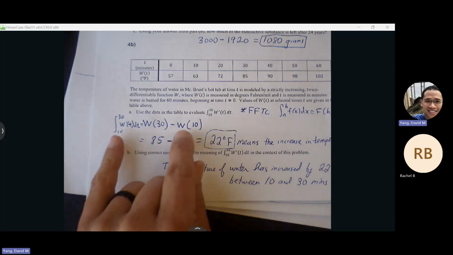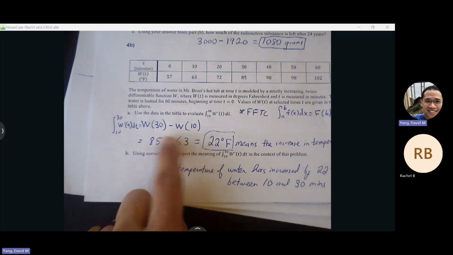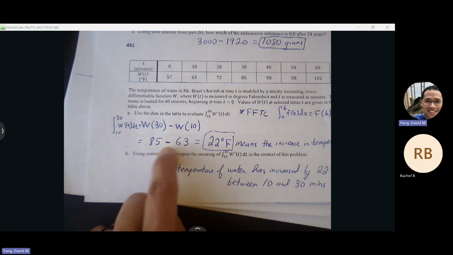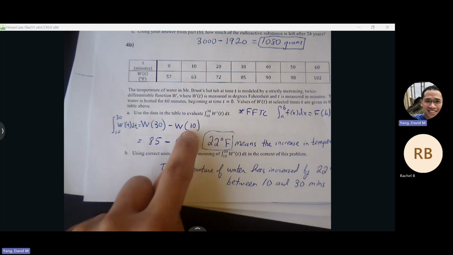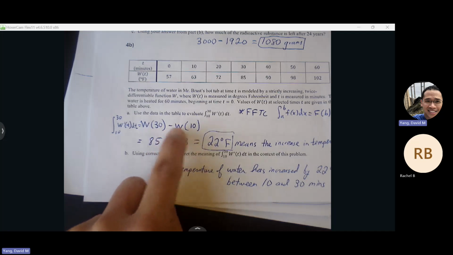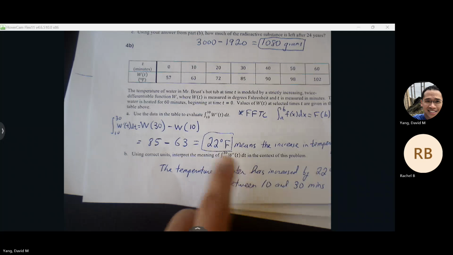And this is basically just the first theorem, W of 30 minus W of 10. And what does that mean? This tells us 85 minus 63, which is 22 degrees. So that tells us in this 20-minute period, the temperature is going to rise by 22 degrees.